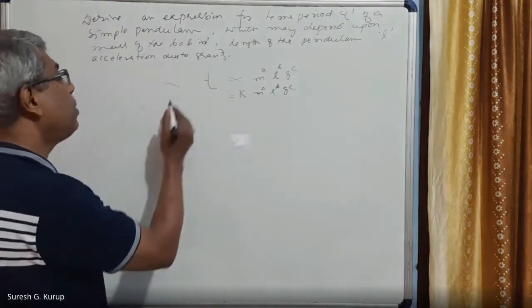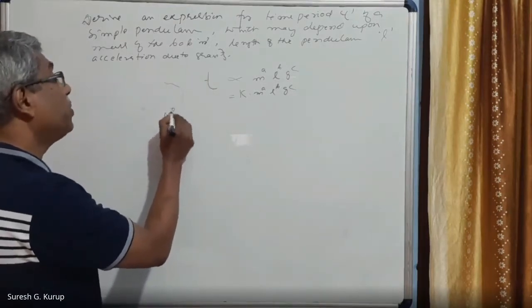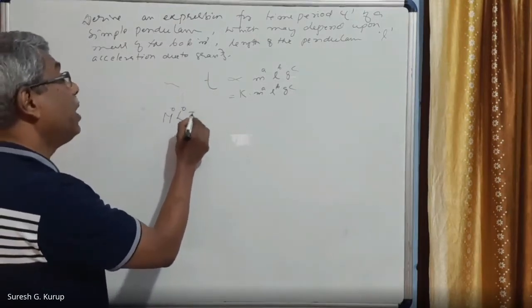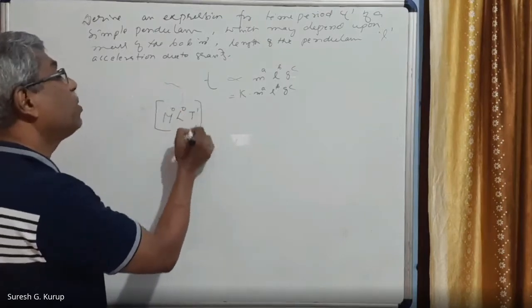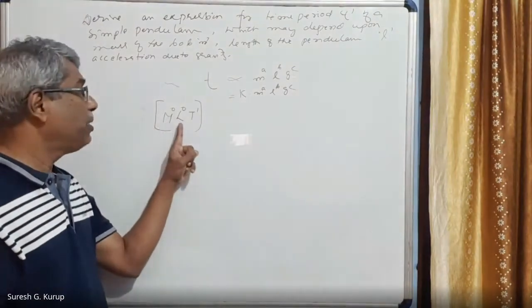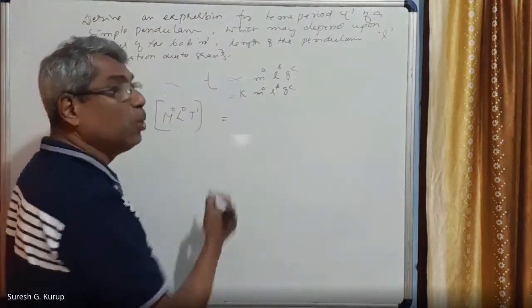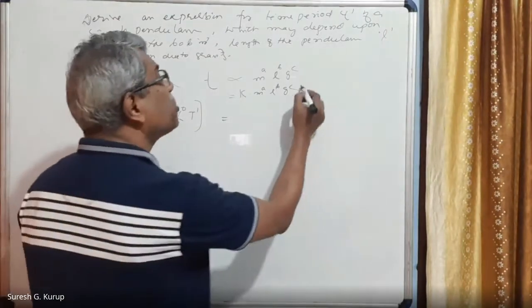This is time only. So the dimension of time is equal to M raised to 0, L raised to 0, and T raised to 1, we can write, because this is only T. Therefore, the dimension of mass is 0, dimension of length is also 0, right? Now, coming to the other side, K has no dimensions. This is equation number 1.